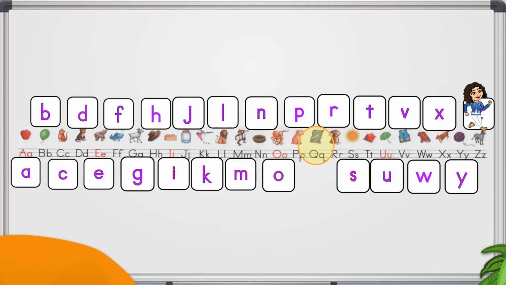Now that we've put all the letters in alphabetical order, what letter is missing? Can you figure it out? That's right. We are missing the letter Q. That's our last letter that we still need to learn about.